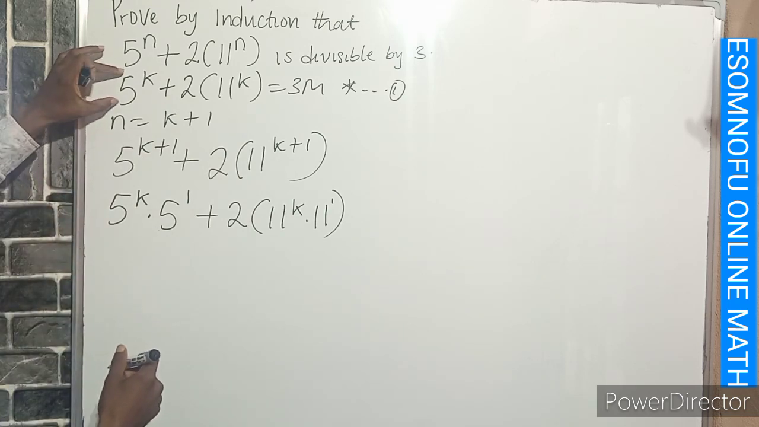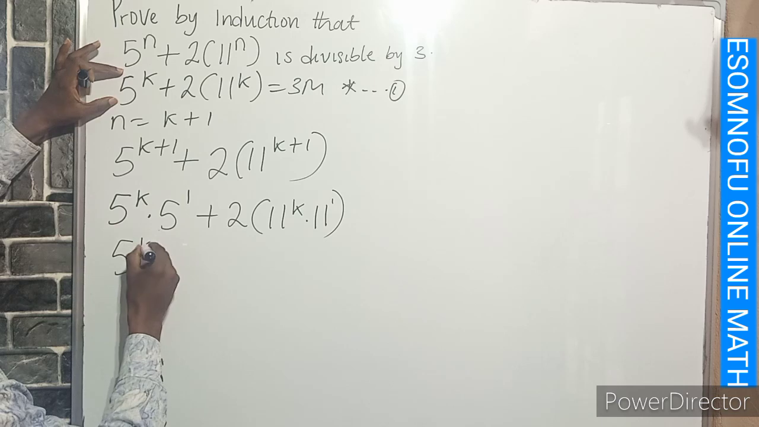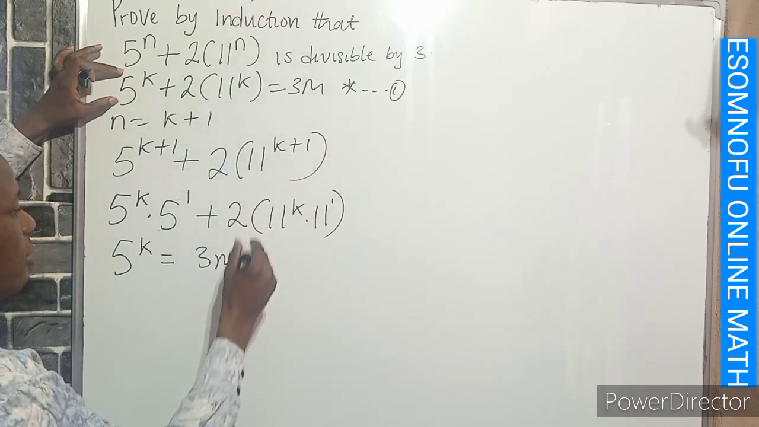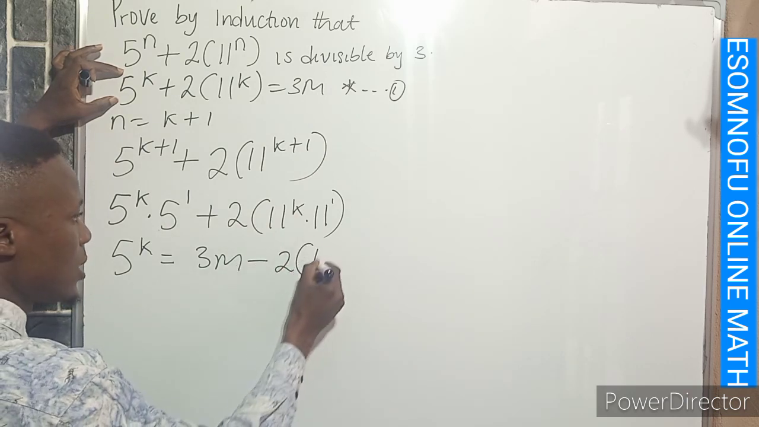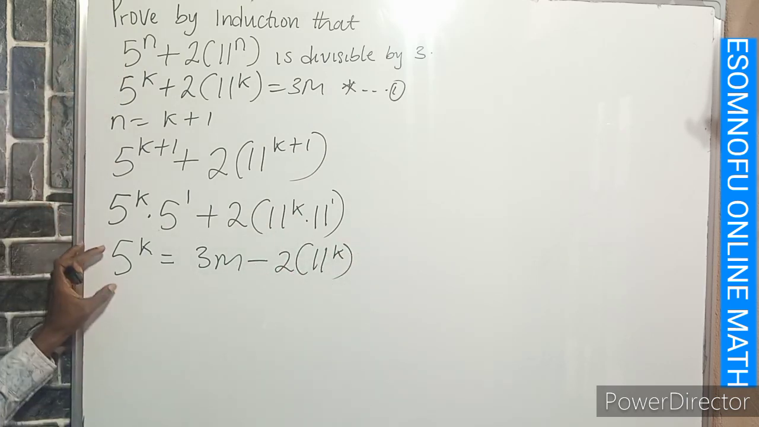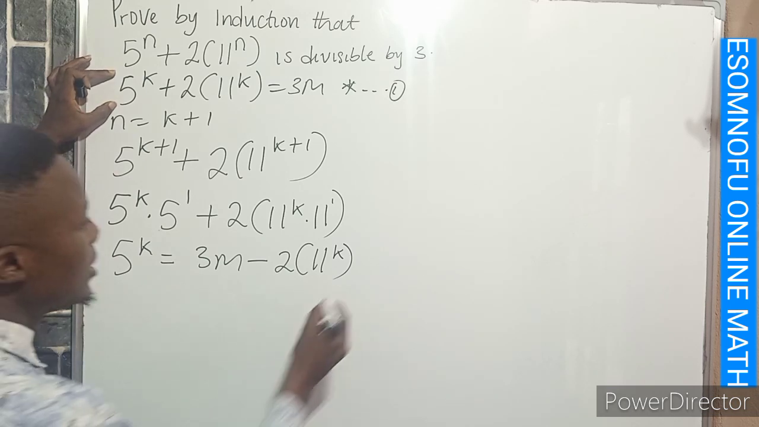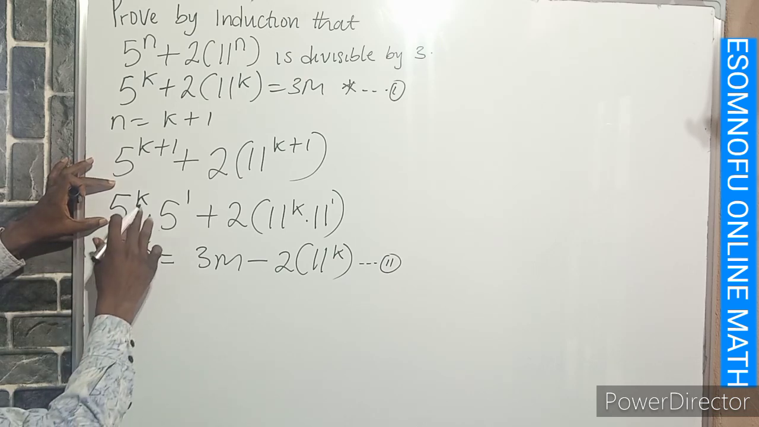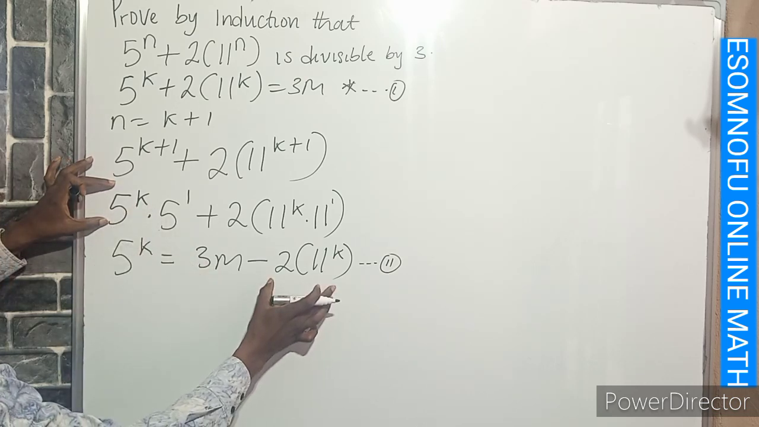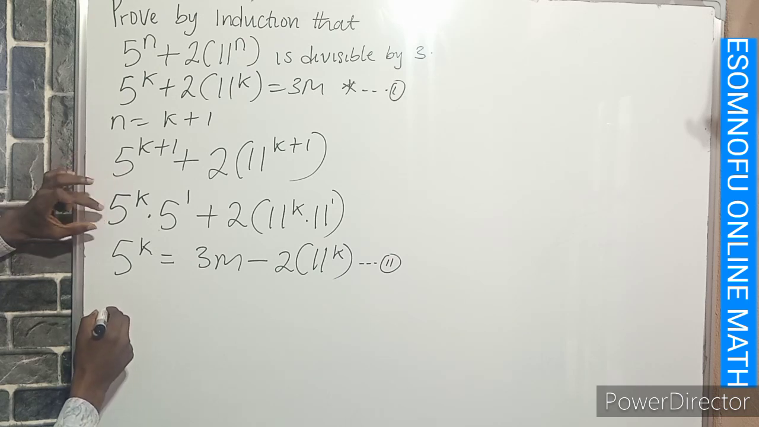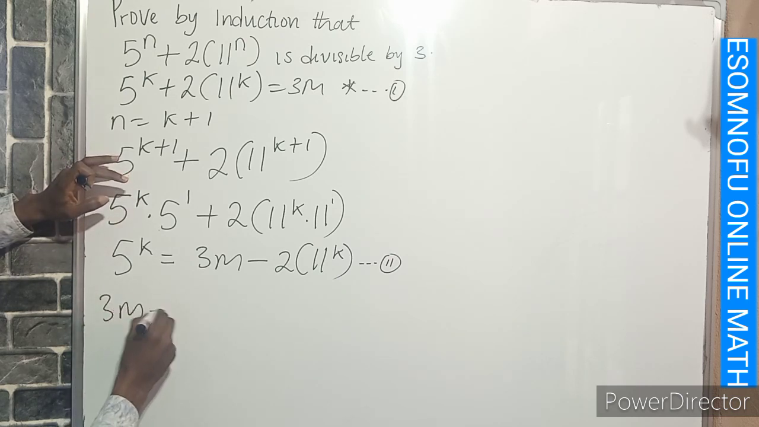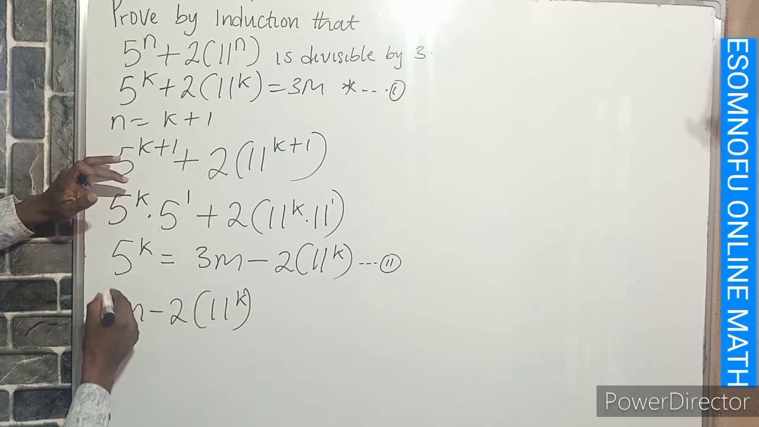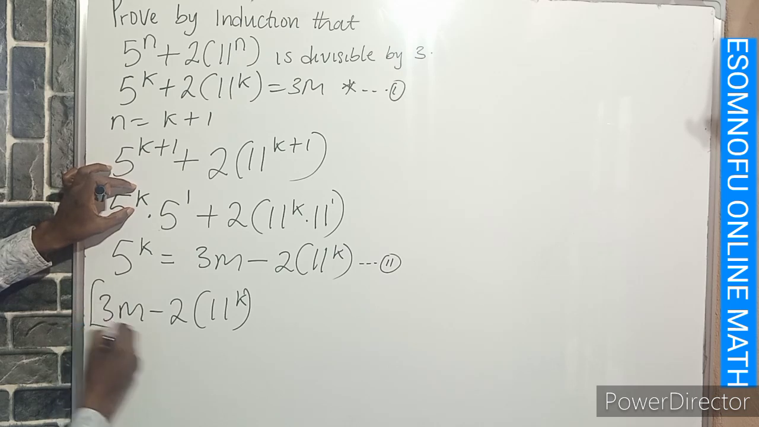Then from here, you see that 5 to the power of k is the same thing as 3m, which is here. This plus coming over becomes minus 2 into 11 to the power of k. So I made 5 to the power of k the subject of the formula. This is now equation 2. From here, wherever I see this 5 to the power of k, I will put all these things to represent it. Hence, we shall have 3m minus 2 into 11 to the power of k, representing our 5 to the power of k here.